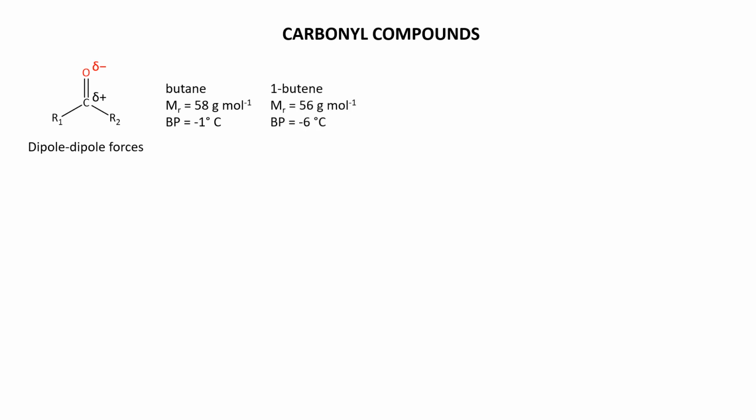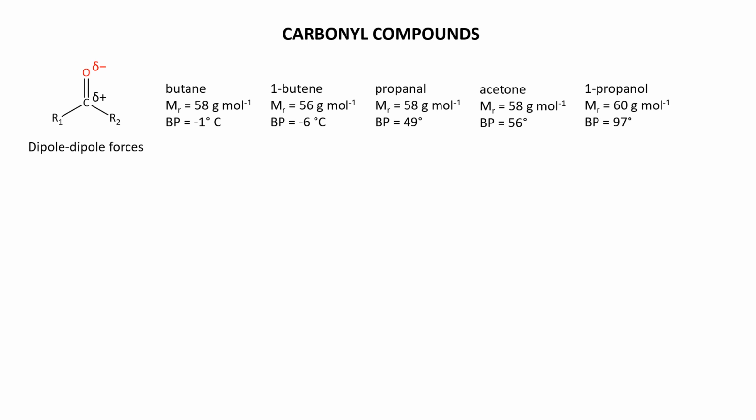If we go butane, you can see these are pretty much the same because you've got London dispersion forces. Propanal has a very similar molar mass, identical molar mass to butane, very similar to butene, and notice that the boiling point is significantly higher than those two hydrocarbons. Acetone, again, same molar mass, a teeny bit higher than propanal, but essentially the same boiling point there. For comparison, propanol has a boiling point much higher. And of course, if we think of these in terms of intermolecular forces, the hydrocarbons have London dispersion, the carbonyl compounds have dipole forces, and good old propanol has hydrogen bonding.